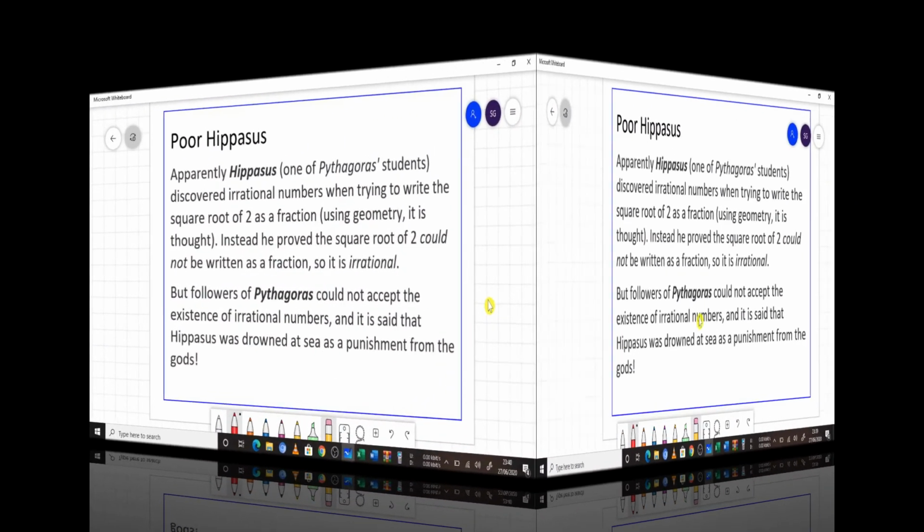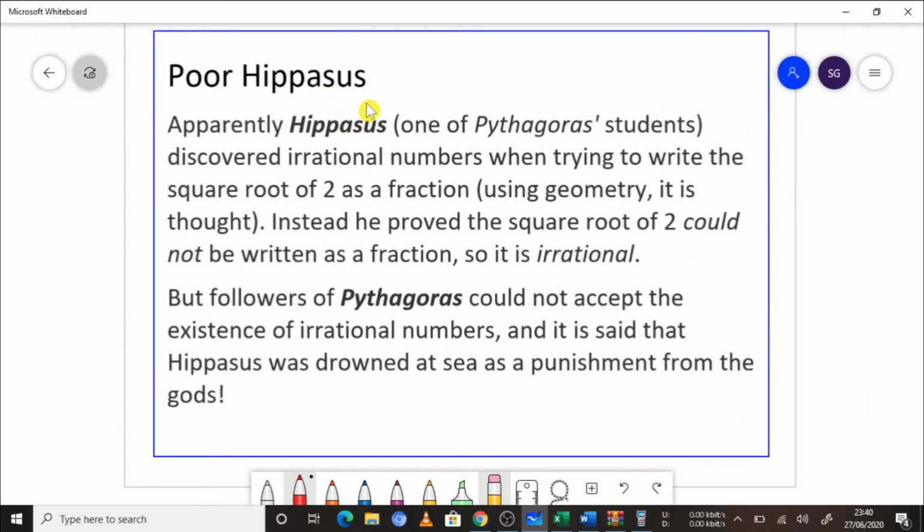Now, there's a story of Hippasus, who was one of the students of Pythagoras. Apparently, Hippasus discovered irrational numbers when he was trying to write the square root of 2 as a fraction, and he was using geometry, as it is thought. He was not able to do it, and instead he proved the square root of 2 could not be written as a fraction, and so it is irrational.